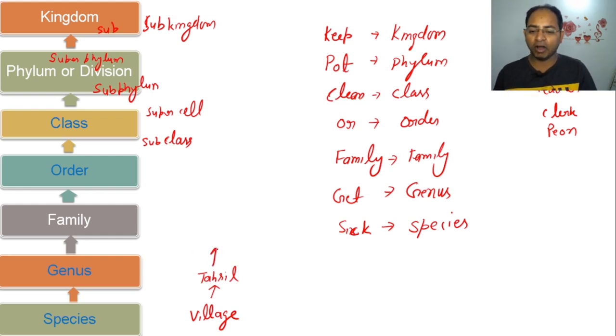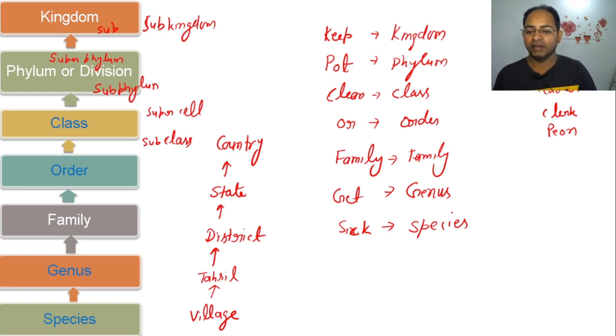And obviously the district is also the same. These are the categories I am telling you. The district will also be the same. The state is also the same. The country is also the same, isn't it? So if 2 persons are dwelling in the same village, then their tahsil, district, state and country are going to be the same.